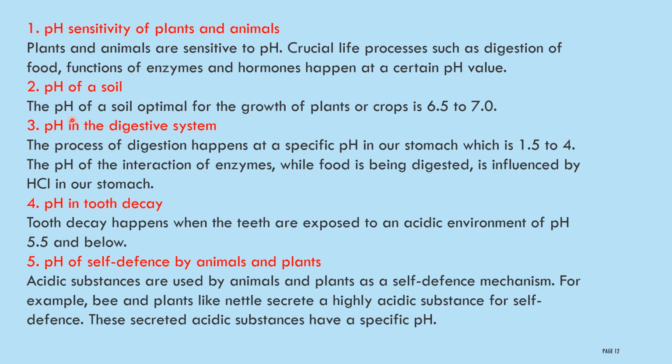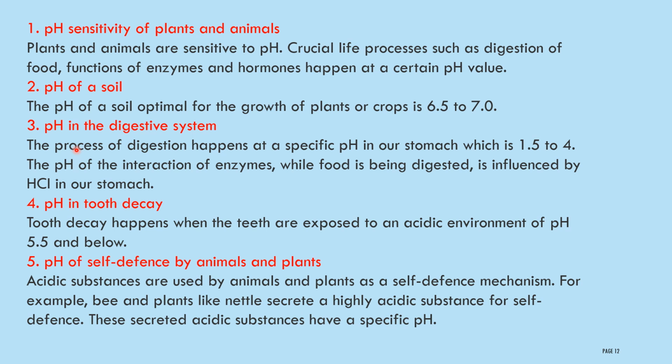The next one, pH of soil. The pH of soil optimal for the growth of plants or crops should be 6.5 to 7. If you have a pH between 6.5 and 7, then in that particular soil you will get a good yield of the particular crop and plant.